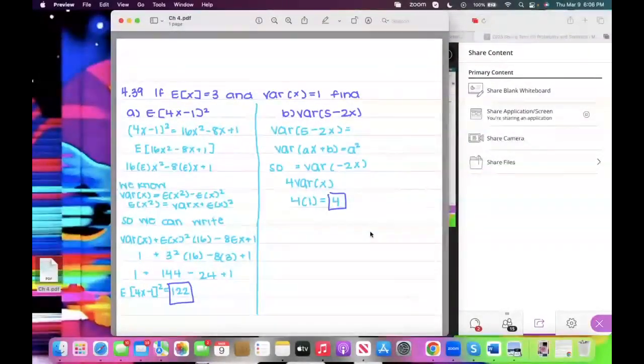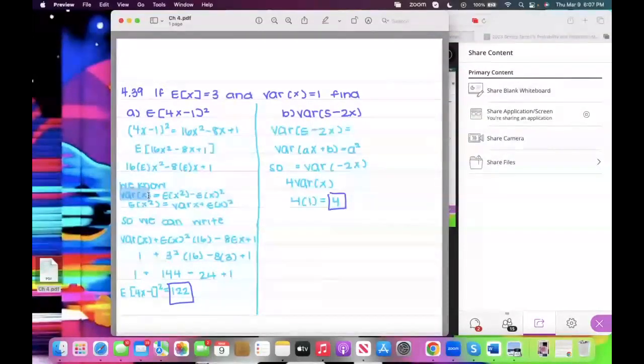Okay, so I'm doing 4.39 to challenge myself. If the expected value of x equals 3 and the variance of x equals 1, first I had to find the expected value of (4x minus 1) squared. So I thought back to high school. First I squared it by using FOIL. And then to find the expected value, I could distribute the E to the parts with the x value so that I could use the variance equation.